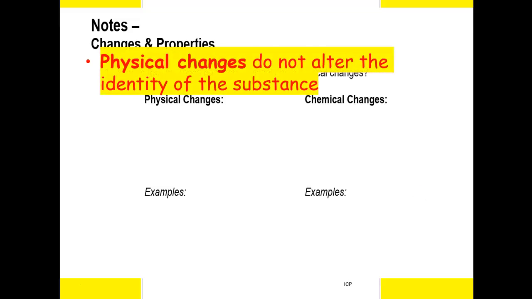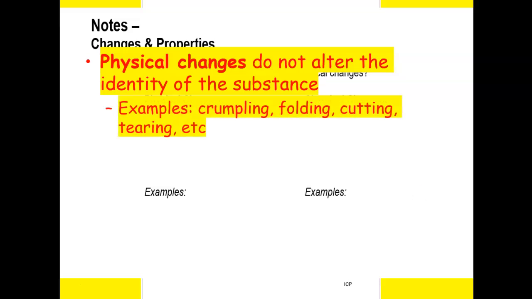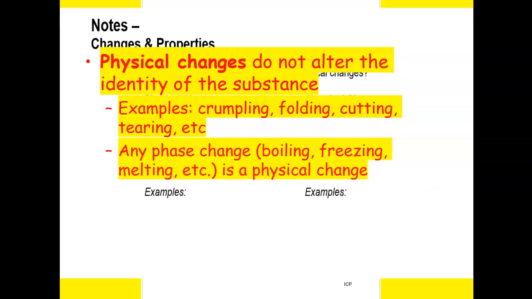A physical change is a change which does not alter the identity of the substance, meaning that when a change occurs, it's still the same thing. An example would be crumpling, folding, cutting, tearing. Any phase change, such as boiling, freezing, melting, is a physical change, which we will go over more of on the other side of the notes.